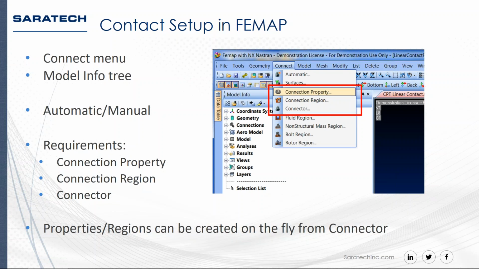But in any case, three items are required. You need a connection property, at least two connection regions, which are the surfaces that are coming into contact, and a connector, which is going to link all these together. So your two regions and then which property you're using. There is a shortcut in the connector form. There are buttons to create new properties and regions on the fly. So you can really do the entire setup from the one connector command. And I'll show you guys that in the demo.